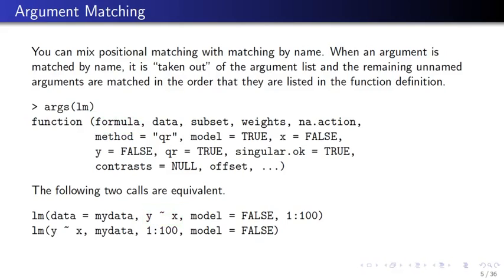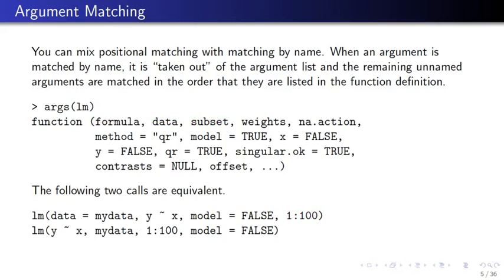Model equal to false has been matched by name, so I can kind of get rid of that from the argument list. And then 1 through 100 has to be assigned to the argument that has not already been matched. So in this case, formula was already matched, data was matched, and so the next one is subset. So 1 to 100 gets assigned to the subset argument. So this is a somewhat confusing way to call lm, and I don't recommend that you do it this way, but I wrote it this way just to demonstrate how positional matching and matching by name can work together.